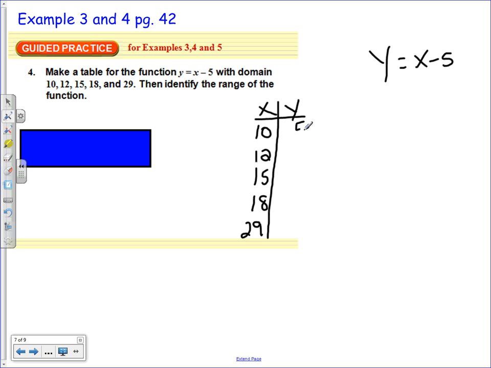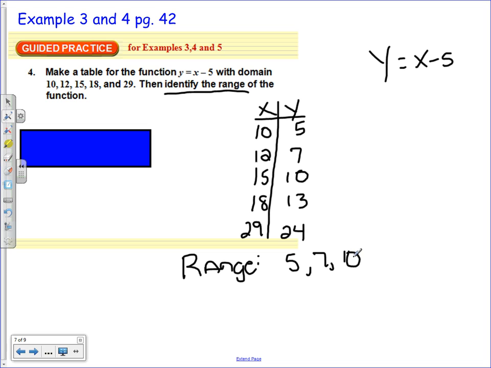So I put x value 10 in for x. 10 minus 5 would be 5. 12 minus 5 would be 7. 15 minus 5 would be 10. 18 minus 5 would be 13. And 29 minus 5 would be 24. Remembering to go back and read all the directions, it also asked me to identify the range. So I need to write the word range with my colon and list 5, 7, 10, 13, and 24.